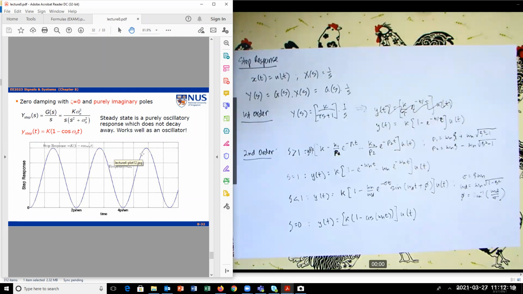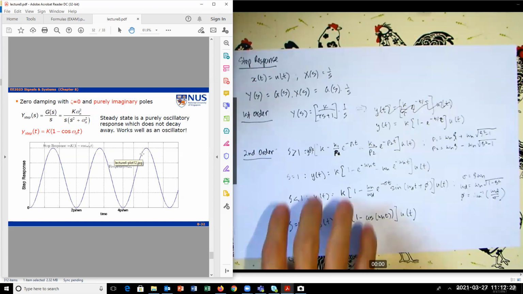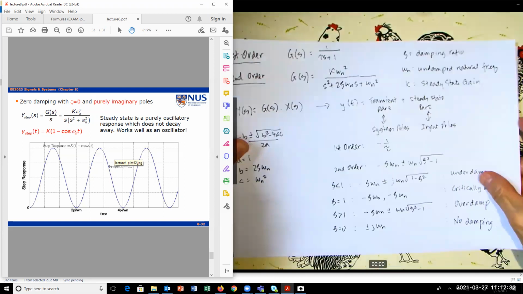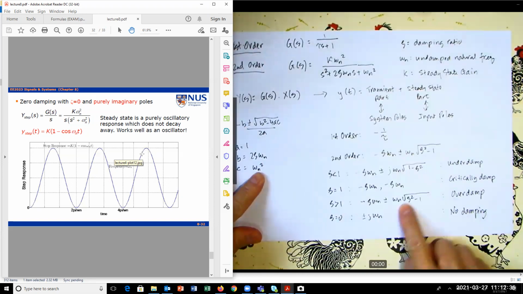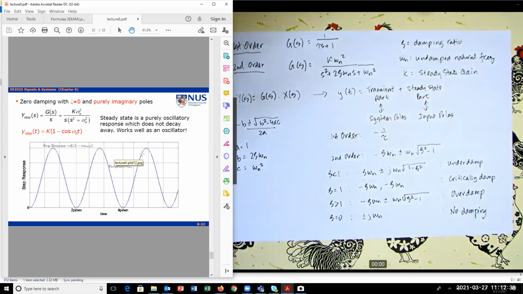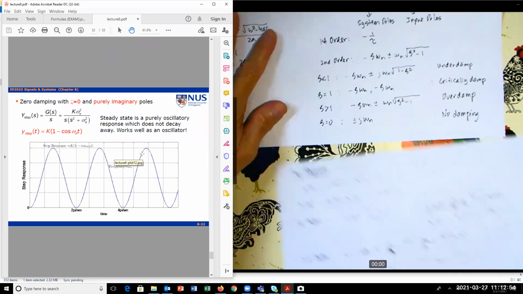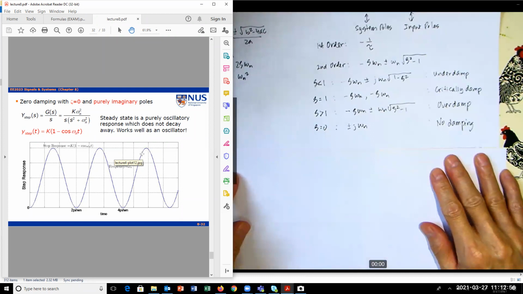All right. So let's look at some of these characteristics. Let's rewind a little bit. Recall that we mentioned earlier about these 4 cases here, depending on the zeta for second order. What that means is that we should understand where these poles are. Let us see the location of the poles.